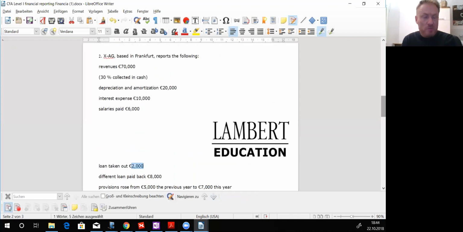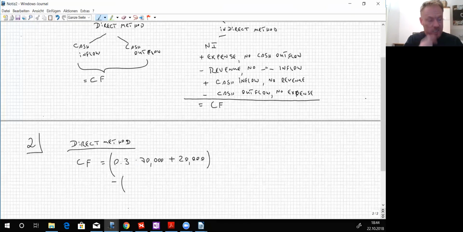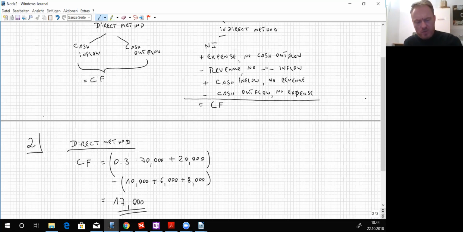So yeah, but the salaries paid are, and so are the interest expense. But depreciation and amortization are not part of cash outflow. Which means, as I wanted to say, it is 10,000 plus 6,000 plus 8,000 euros, isn't it? Which means 21,000 plus 20,000 is equal to 41,000, and this gives 17,000 euros. 17,000 euros is the actual cash flow.